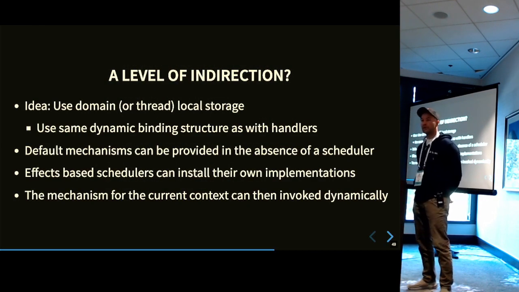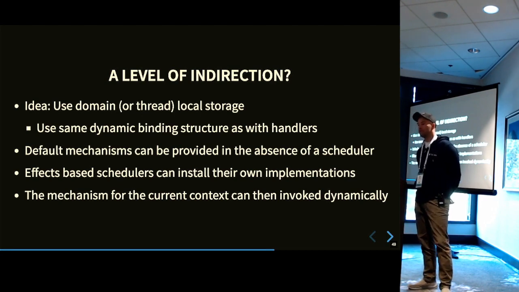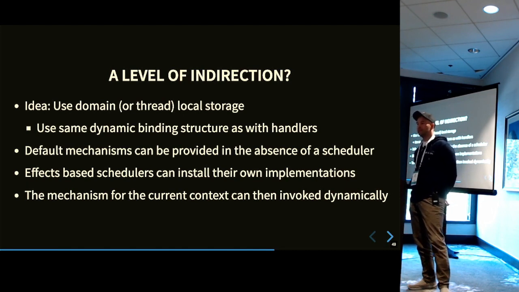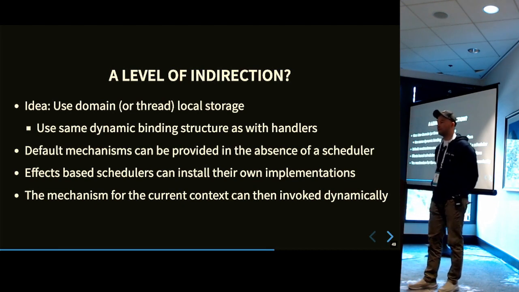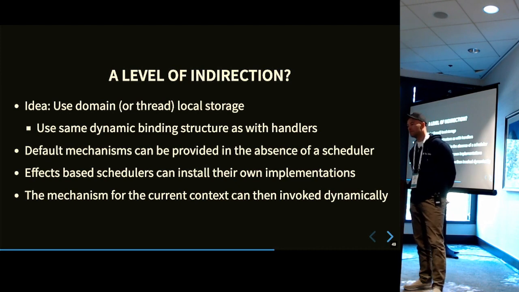Perhaps a level of indirection. So what if we store such mechanisms in domain or thread local variables with essentially the same kind of dynamic binding structure as effect handlers? This allows default mechanisms not based on effects and also allows schedulers to install their own implementations of the mechanisms without having to agree on exact effect type constructors, and libraries like kcas can then simply dynamically invoke the mechanisms installed for the current dynamic context.